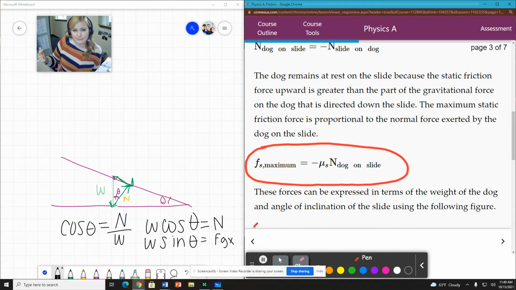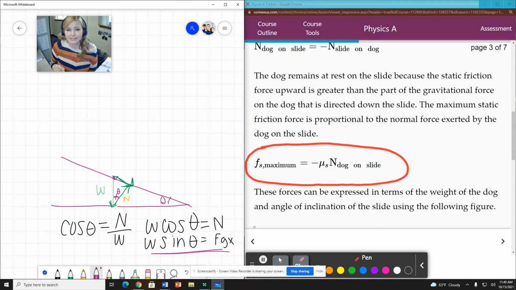So static friction is keeping the dog from moving, right? It's acting up the ramp. And then the x component of gravity here is acting down the ramp. So what we know is that if these two are equal, or if static friction is greater than that component, the dog can't go down the ramp because he'll be stuck.